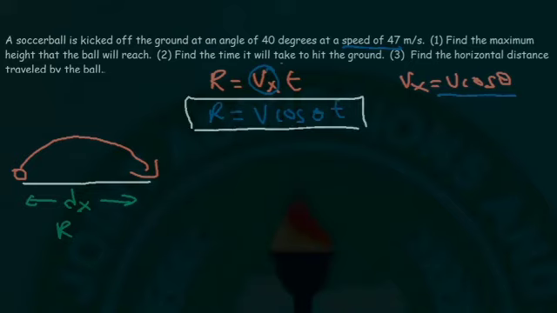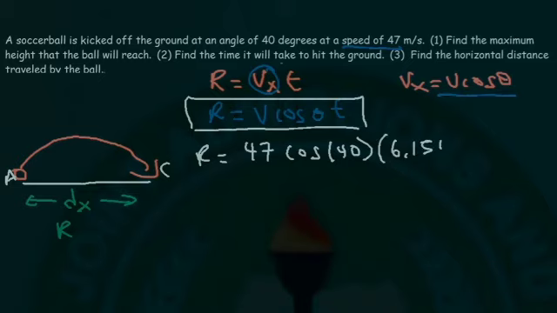This is the simplest way to get the answer. But there's another equation for range that you can use, which I'll go over as well. So the speed is 47, the angle is 40, and for this to work, we need to know the time, which we already know: the time it takes to go from point A to point C. It's about 6.156 seconds. So it's 47 cosine 40 times 6.156. So the range that I got, in my calculator at least, is 221.64 meters.